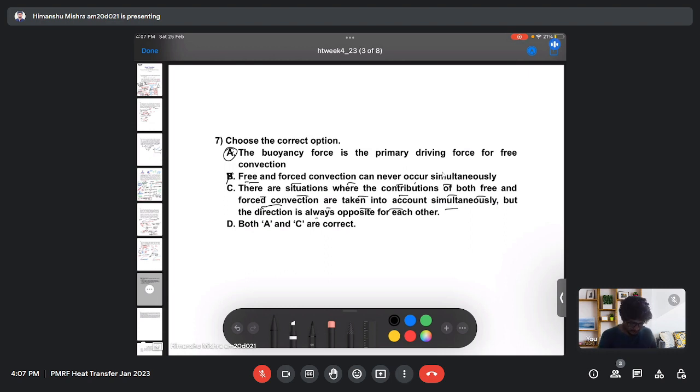The option number C is there are situations where the contribution of both free and forced convection are taken into account, but the direction is always opposite for each other. Is it correct? Sir, if B is incorrect, then C should also be incorrect.